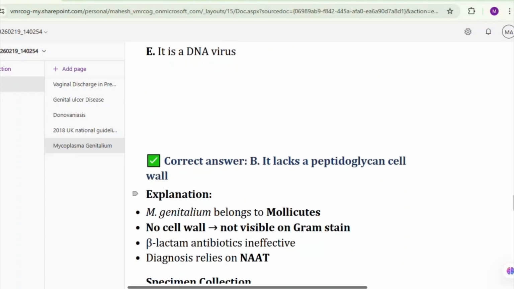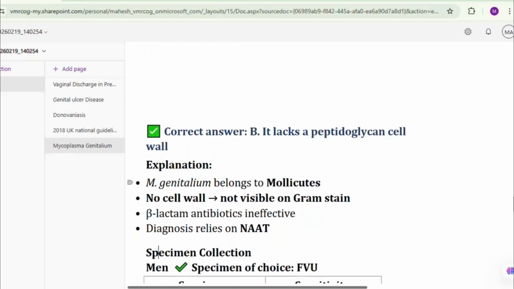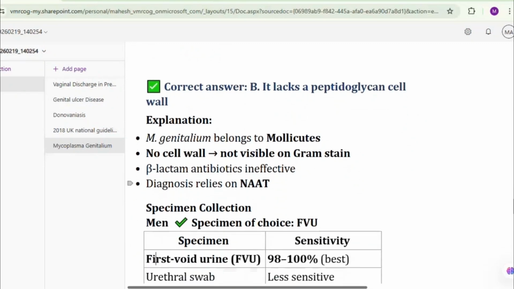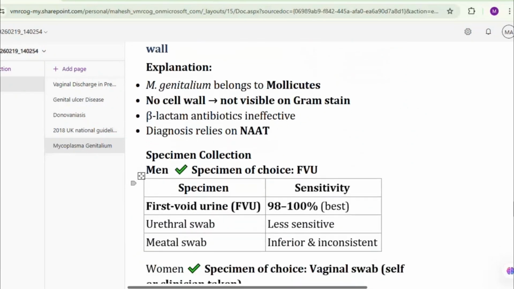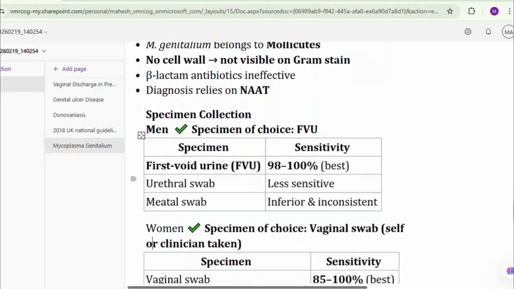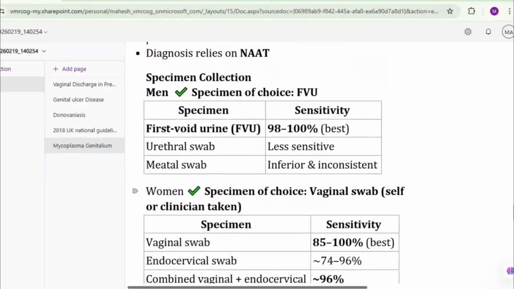Explanation: Mycoplasma genitalium belongs to the Mollicutes. There is no cell wall, so it is not visible on Gram stain. Beta-lactam antibiotics are ineffective. Diagnosis relies on NAAT. For specimen collection, first void urine for males is 98 to 100% sensitive. Urethral swabs are less sensitive. Metal swabs are inferior and inconsistent.